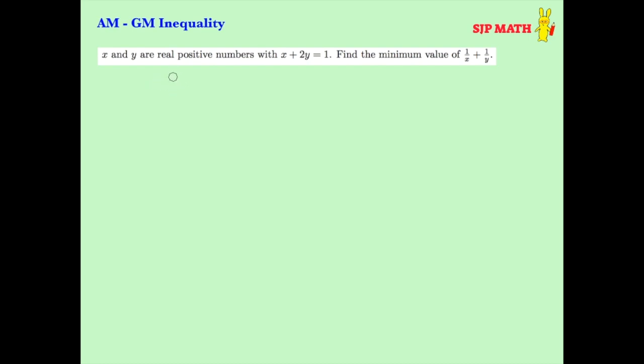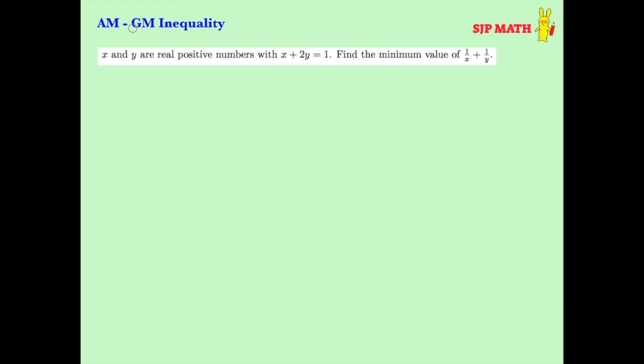So today, we'll be solving this problem using the AM-GM inequality. This solution will show you a creative way to use the AM-GM inequality in math problems. The question states that x and y are real positive numbers with x plus 2y equals 1. Then find the minimum value of 1 over x plus 1 over y.